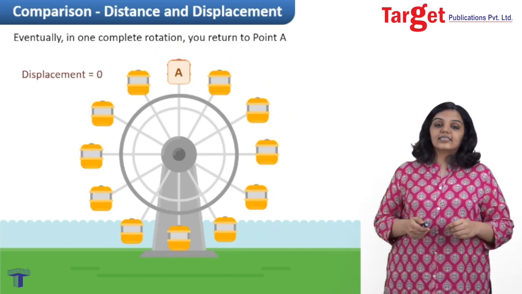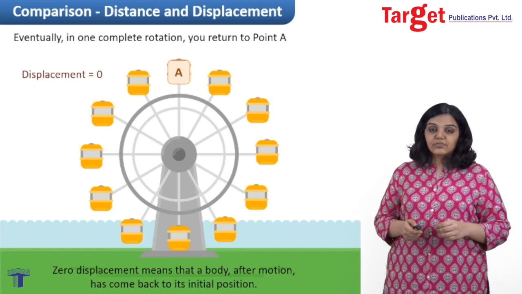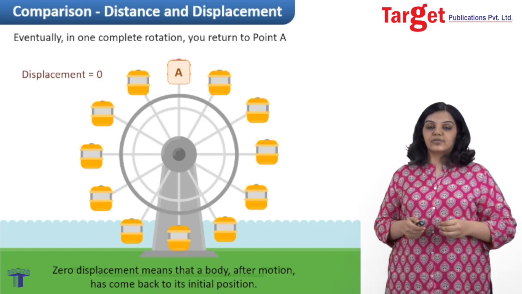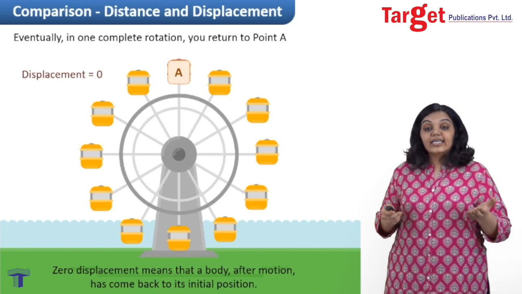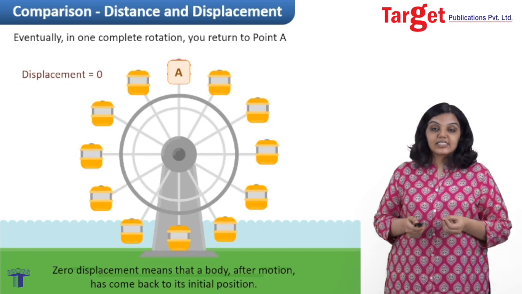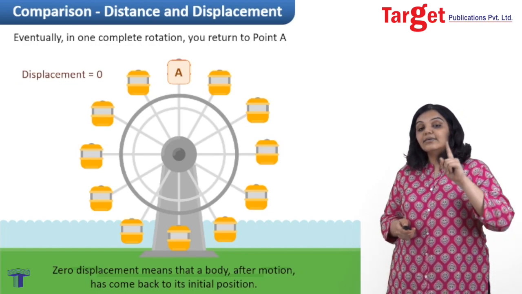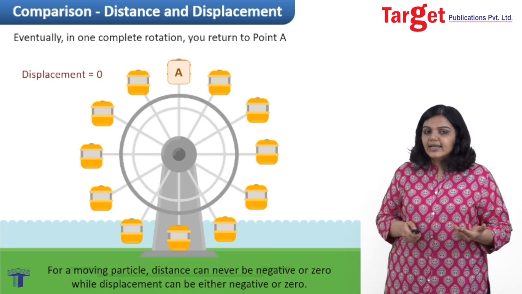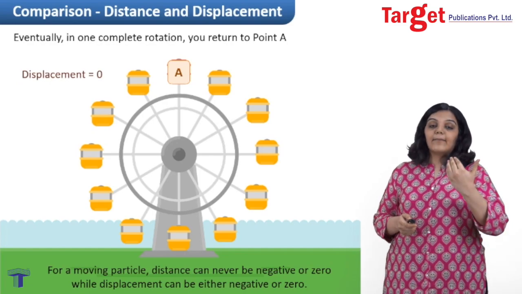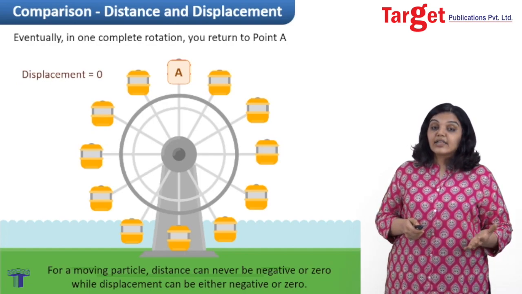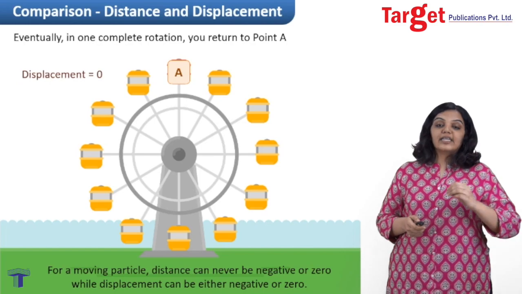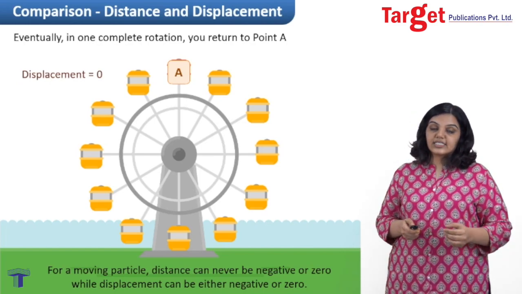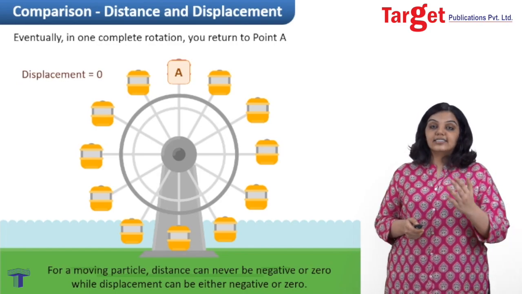And now you can understand that usually when you have 0 displacement, it means that a body after motion has come back to its initial position. Of course, if the body hasn't moved at all, then also the displacement can be 0. But as long as the body is moving, the distance can never be negative or 0. Why? Because as long as you are moving, there will be some path you have covered. And since path is just the length and length cannot be negative, distance is never negative. Displacement on the other hand, of course, can be positive, negative or 0.